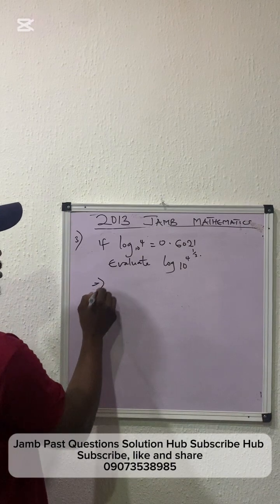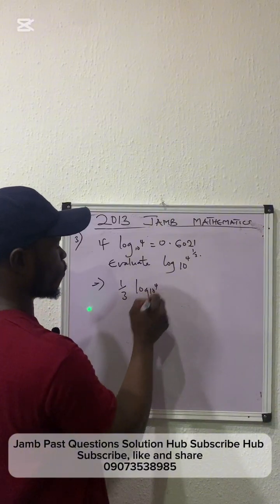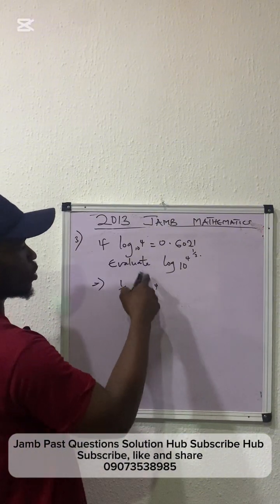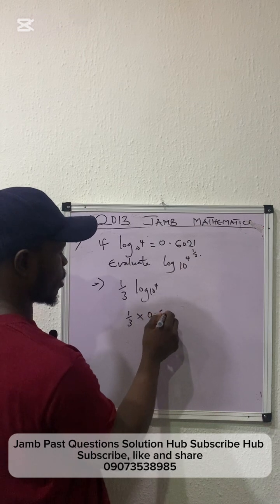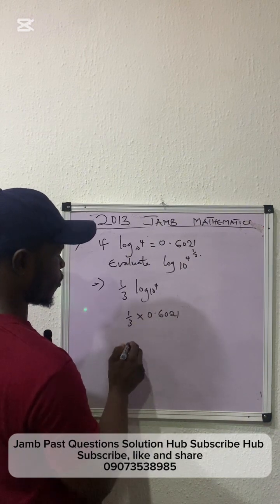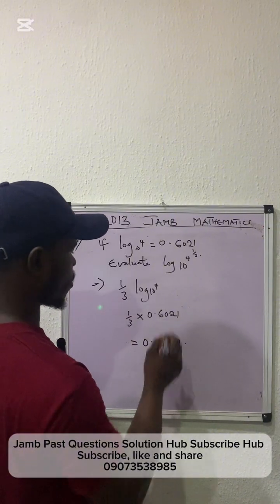So this is simply 1 over 3 log 10 4, which we already know log 10 4 is this, which is 1 over 3 times 0.6021. If you divide this, you have 0.007.